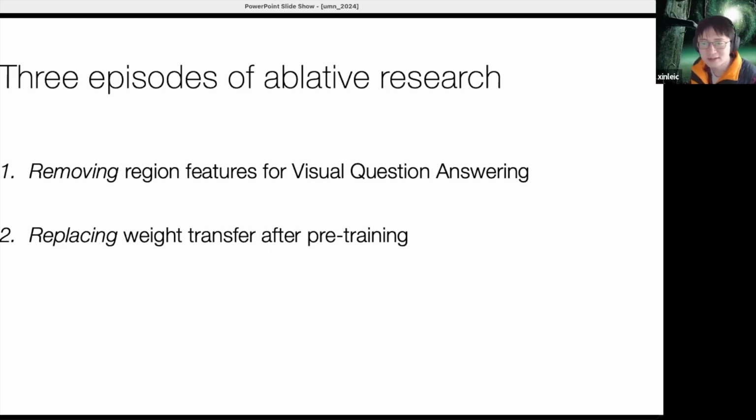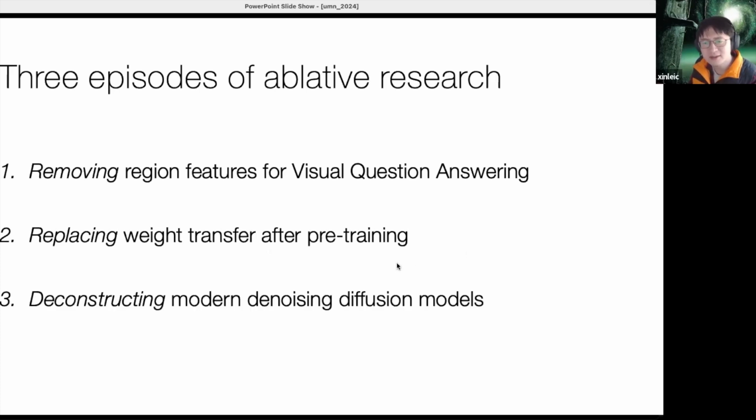The second one is replacing the weight transfer after pre-training. It started out with removing things, but then we have to add something back. So it's alternative research. And the third one is we just applied ablative research brute-forcefully to some modern denoising diffusion models, and we call it a deconstructive process. And this is mainly for scientific study and understanding.